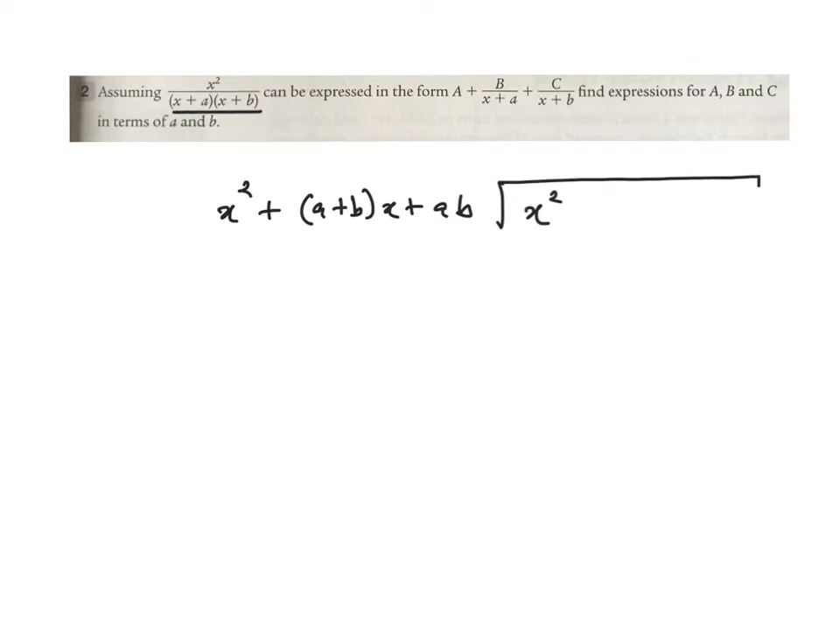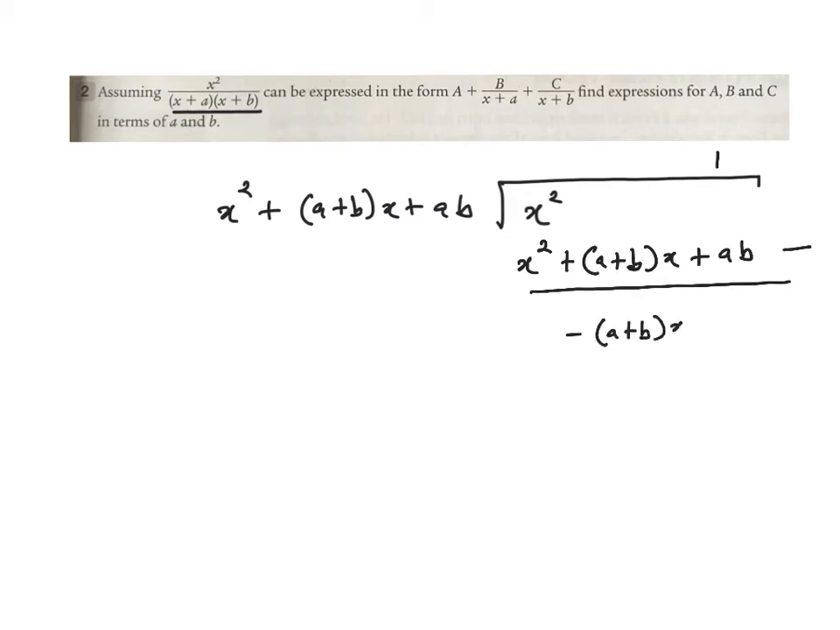So what do we multiply x squared by to get x squared? We multiply by 1. So that gives us 1 lots of x squared plus a plus b x plus ab. If I subtract, I get minus a plus b x minus ab.